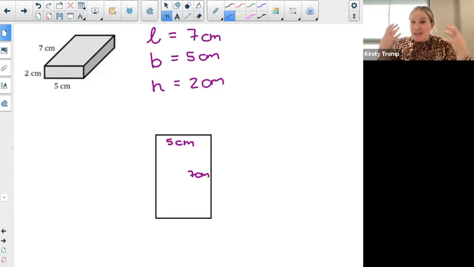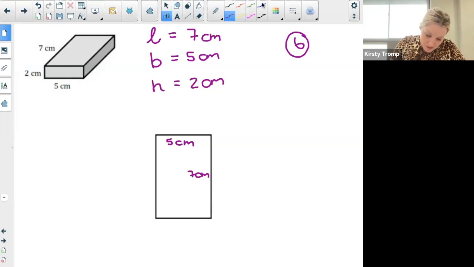Even though this shape is not a cube, it's a rectangular prism, it still has some of the same properties as a cube. In other words, what am I saying to you? I'm saying that there's still going to be a total of 6 sides, guys. So that's side number 1 that we've done.